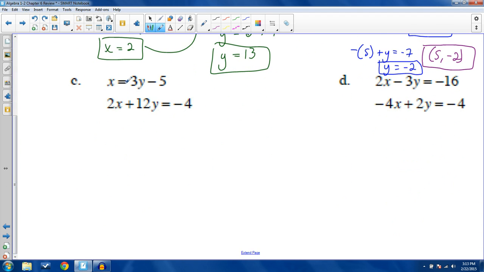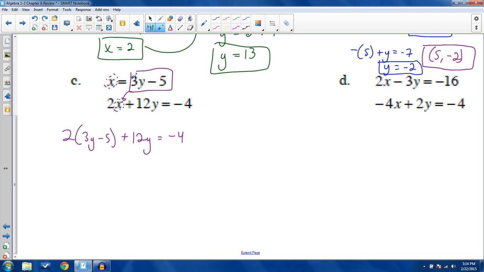Okay, part C. x equals 3y minus 5 and 2x plus 12y equals negative 4. This one's best set up as a substitution problem because you see an x here and it says x equals something. It's isolated. And that means I can take this 3y minus 5 and substitute it in for this x over here, and then I'll only have y's in this equation. So I'm going to rewrite this equation, only instead of x, I'm going to write 3y minus 5. I'll get 2 times 3y minus 5 plus 12y equals negative 4.